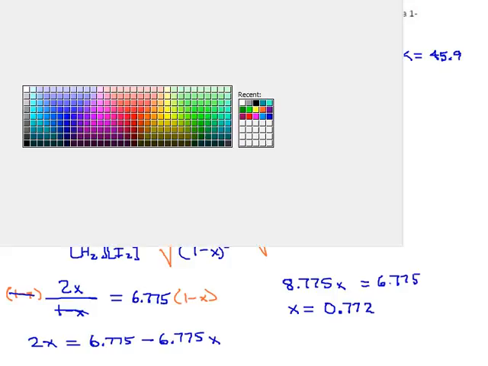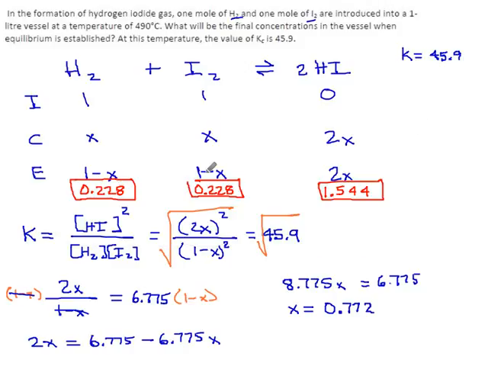By the way, if you ever get to the end of one of these and you feel like you want to check your answer because you just spent all this time and it would be a bummer to have made a mistake, it's not too hard to check them. All you have to do is take these concentrations that you think are correct, put them into your K. If they work, it should come out to 45.9 or pretty close. So if we try that here, HI squared, here's the test. HI squared is 1.544 squared. The hydrogen is 0.228.